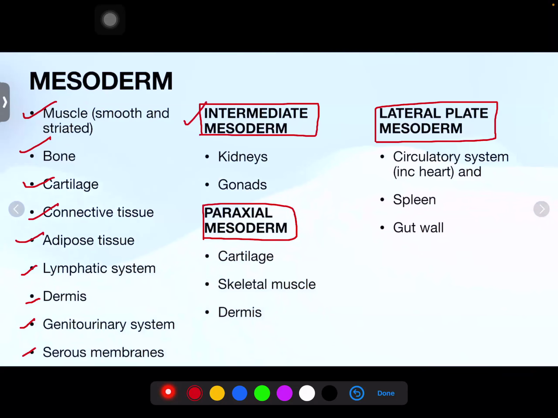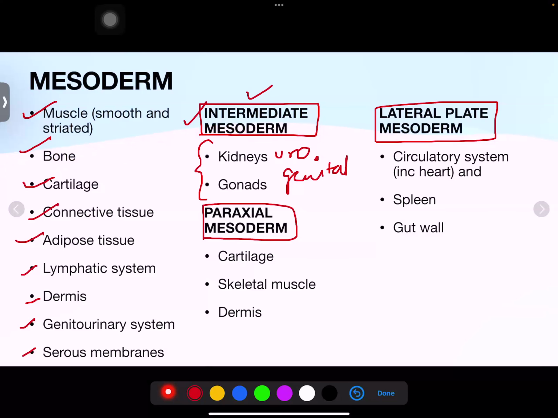So the intermediate mesoderm, you just need to know that it forms the urogenital system. The uro, kidney, and the gonads, the genital. So only the urogenital system is developing from the intermediate mesoderm. This is a very important exam question as well. You have to remember this.